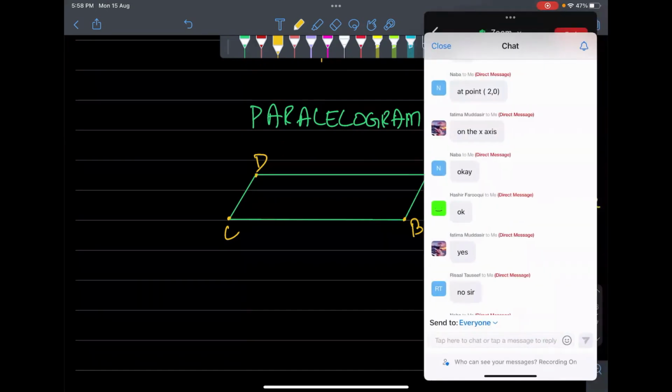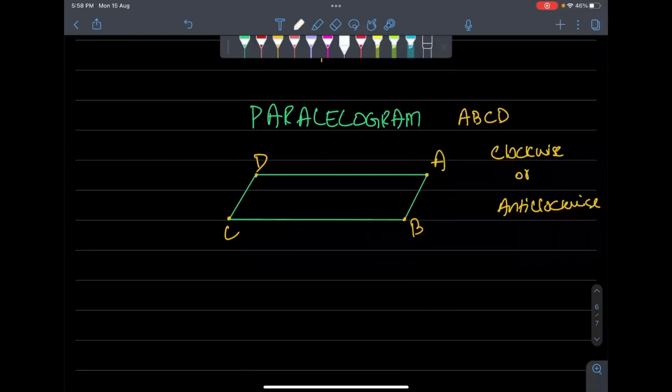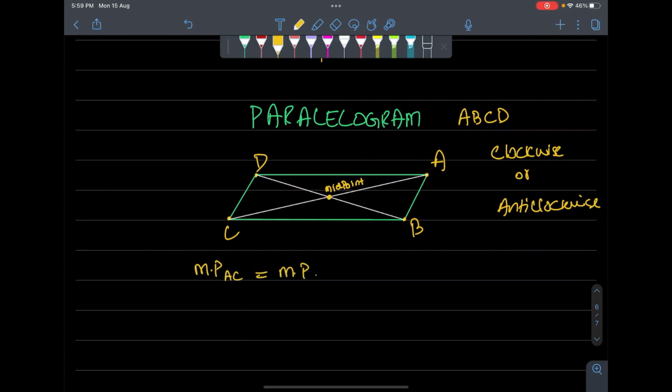Okay. Now, what's the important thing in this is that if I join the diagonals, this point will be the midpoint, and it will be shared by both of the white lines. Both white lines will have the same midpoint. So if I say midpoint of AC is equal to midpoint of BD, this property holds. This is the correct property.